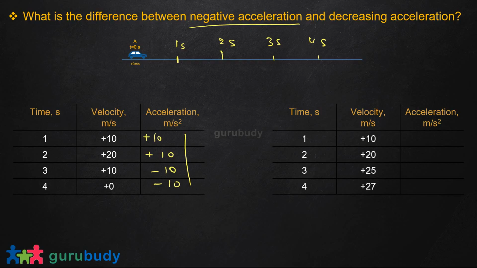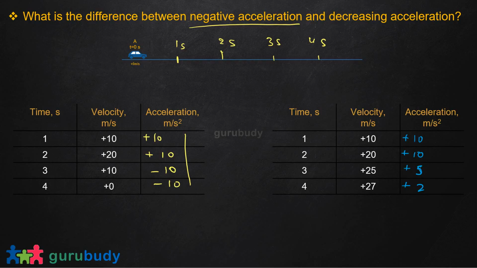Now let's look at this second example. In the second example, if we do the same exercise, in the 1 second it was 10 meters per second, then it was 20. So if I want to calculate the acceleration between t equal to 0 seconds and 1 second, it would be 10 here in the positive direction. This would be another positive 10 because 20 minus 10 is 10 and time taken is 1 second. Here it would be plus 5. Here it would be plus 2.